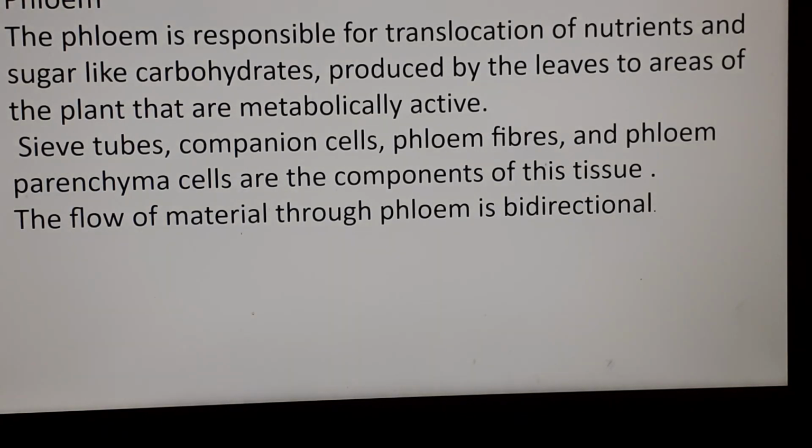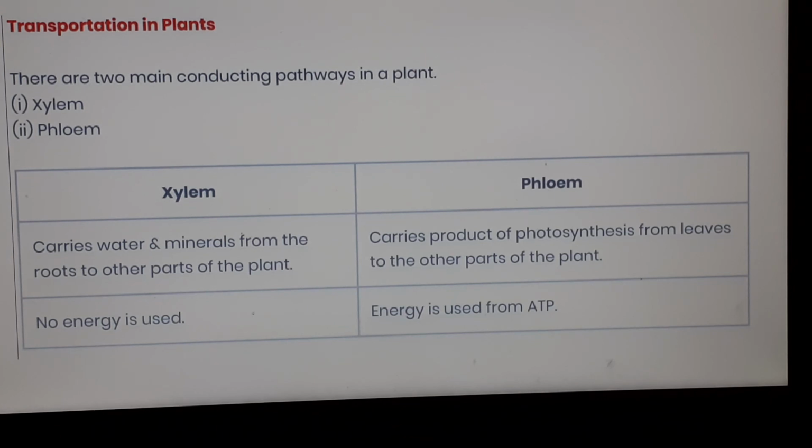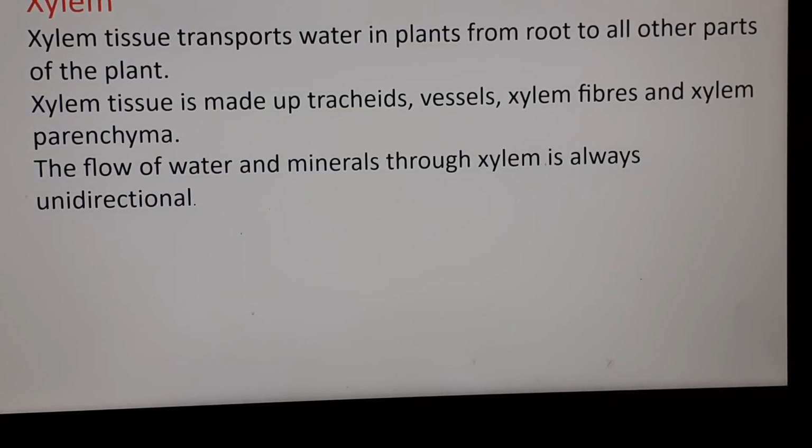So these are about transportation in plants. Now we studied about transportation in human beings, and transportation in plants.